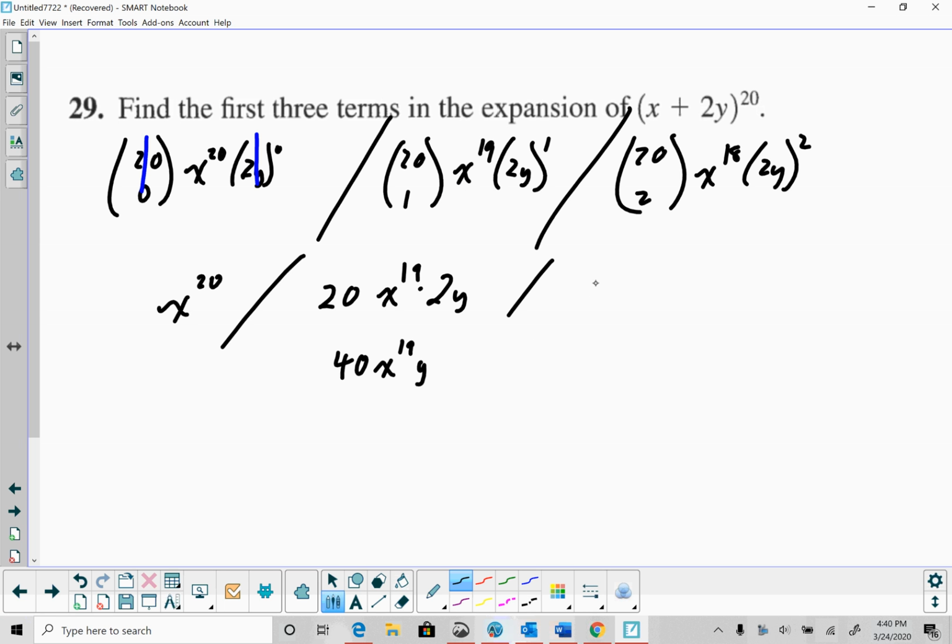So it'll be 190 times x to the 18th times, again, 2y squared. That should give us 4y to the 2nd. Now take 190 times 4. That should be 760 x to the 18th y squared.